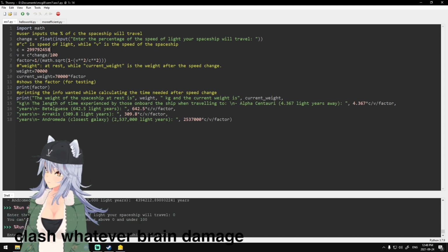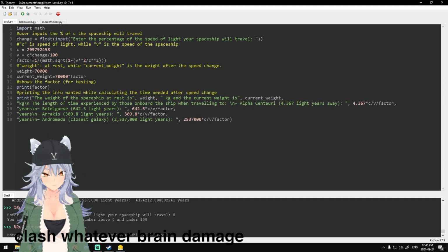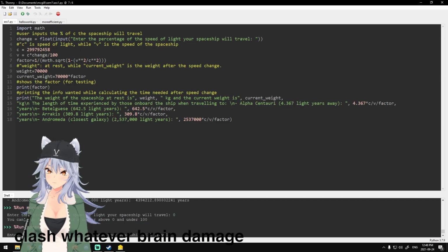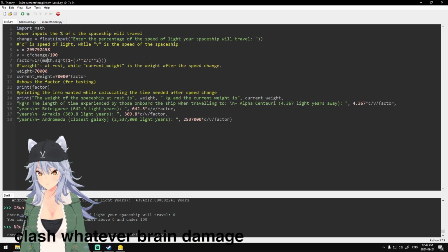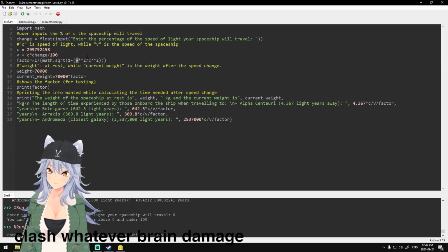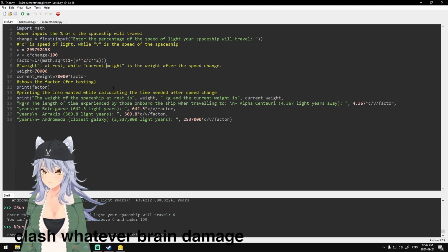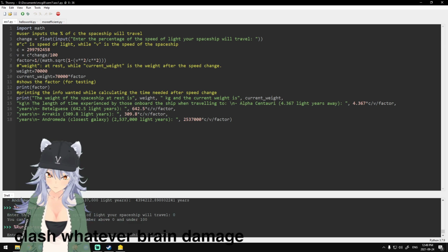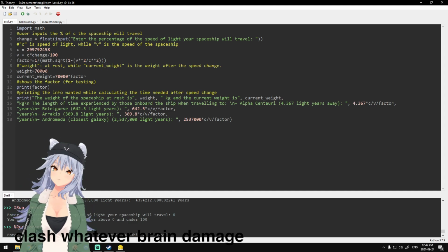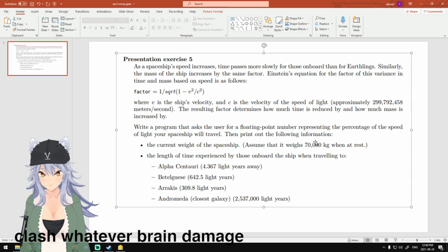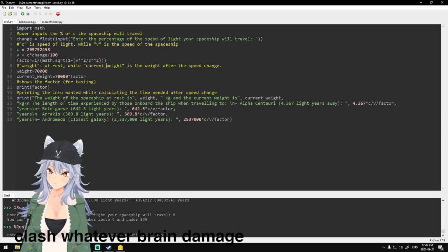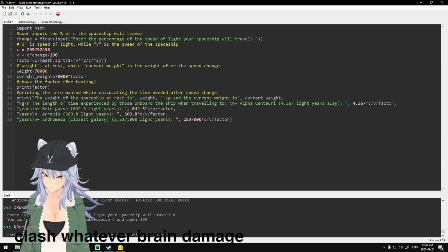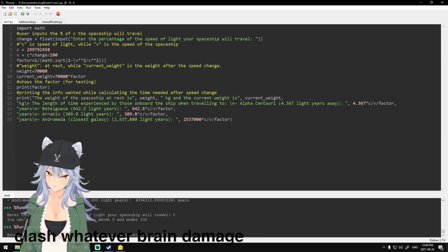And then we have the factor, which is the actual equation here, 1 divided by the square root of 1 minus, and so on, Einstein's formula. It will be using the variables v and c. After the calculations, we now have the factor, so we can start calculating all the differences. So we have weight, which is 70,000 kilograms. That was given here, the original weight of the ship at rest. And then we'll have current weight, which is 70,000 times the factor, which will be the weight after the change in speed.